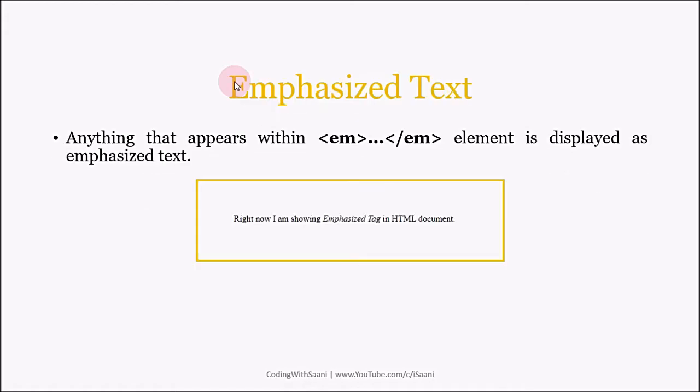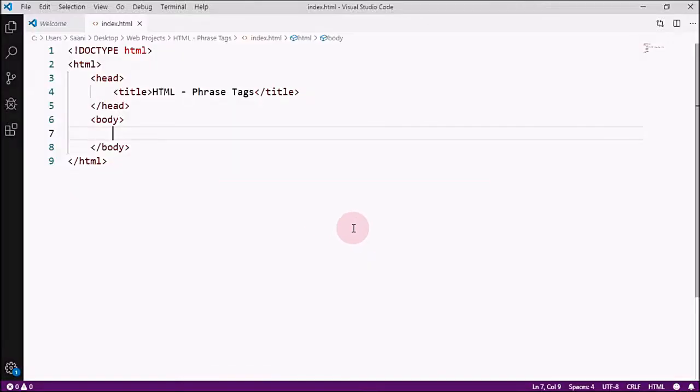The first tag that I'm going to discuss is the emphasize tag. Anything that appears within the emphasize tag is displayed in italic format, as it has been displayed in this example. So let me move back into our Visual Studio Code so that I can show this with an example. I have already created an index.html. If you don't know how to create an HTML document in Visual Studio Code, then I recommend you guys watch my previous videos.